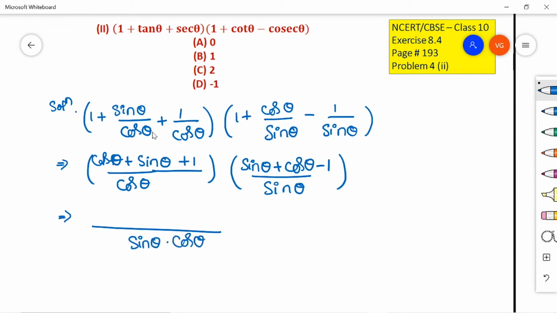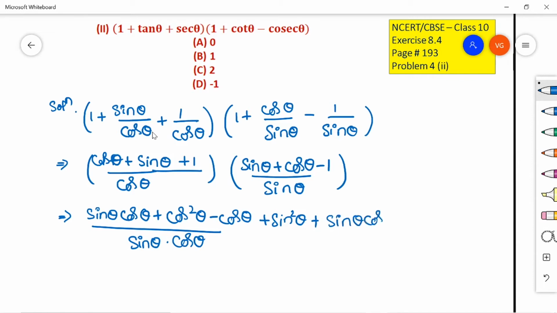Now I will multiply each term by each and every term here. Cos theta multiplied by sin theta, that I am writing as sin theta cos theta plus cos square theta minus cos theta plus sin square theta plus sin theta cos theta minus sin theta plus sin theta plus cos theta minus 1, right? So this full is the numerator part, right?